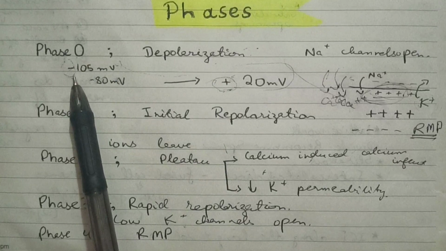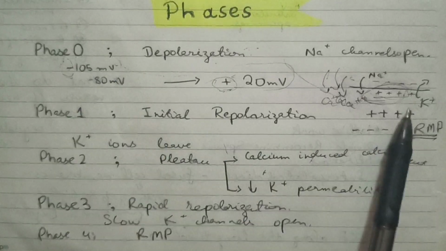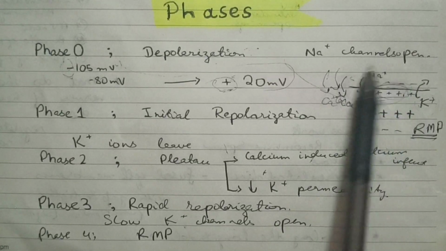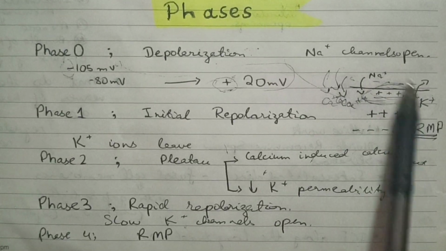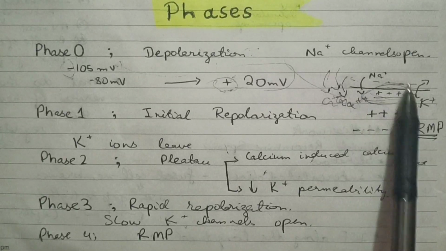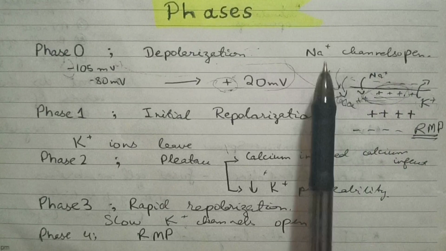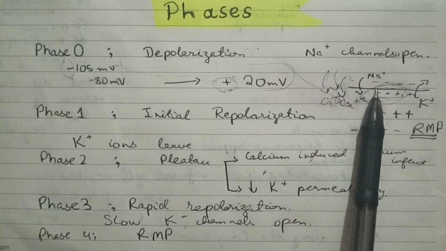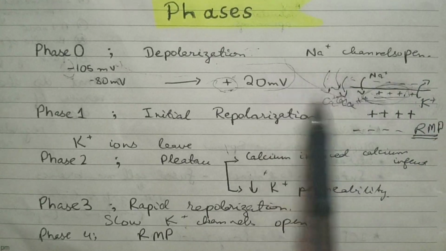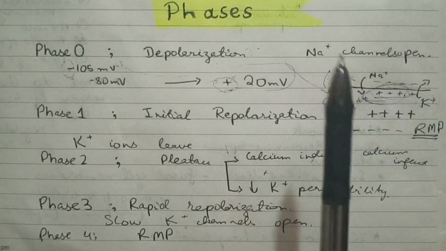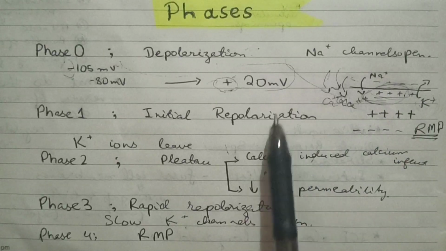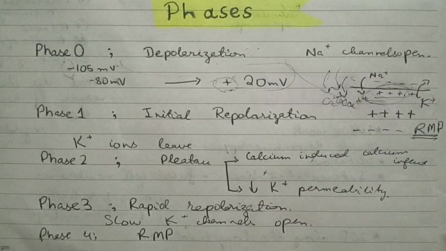Now coming towards phase 1, when the depolarization has occurred, and of course under the influence of this electrical event, there will be a mechanical event known as contraction. We will be discussing it in the excitation contraction coupling. For now, we have to focus on the phases. First, there will be sodium channel opening, then there will be initial repolarization. Of course, we know that the repolarization is due to the efflux of potassium ions.